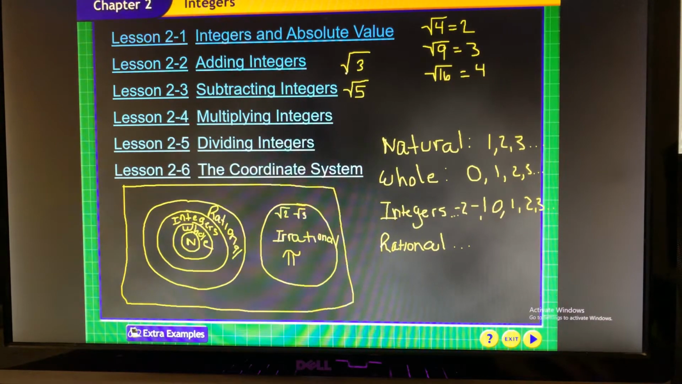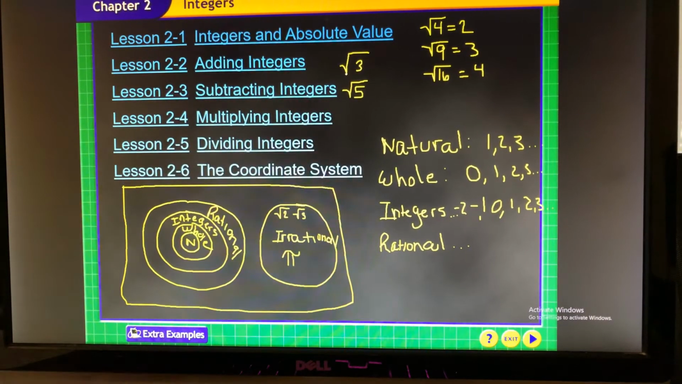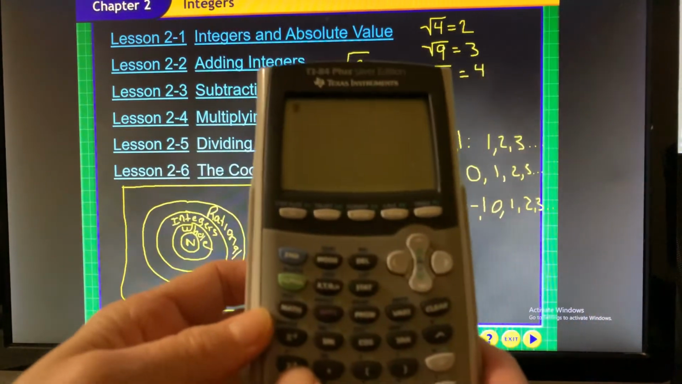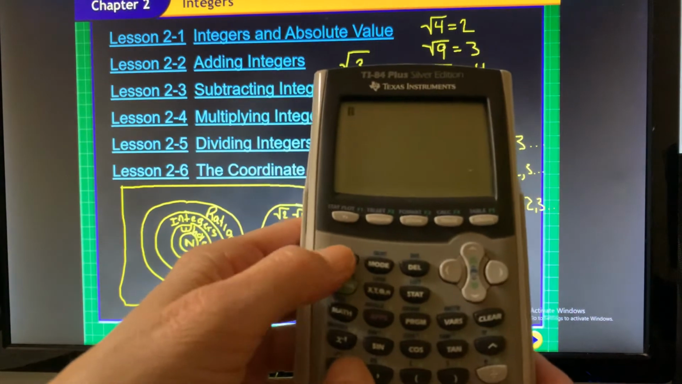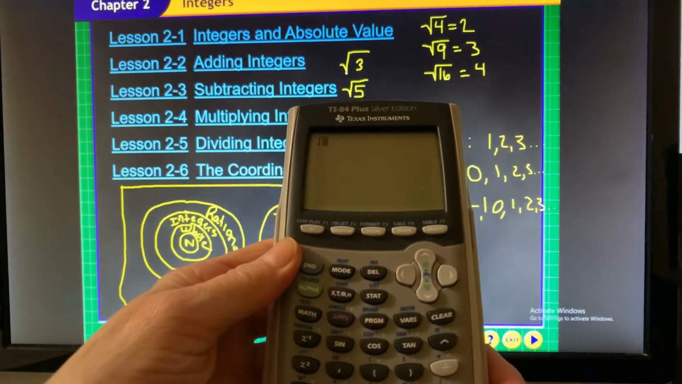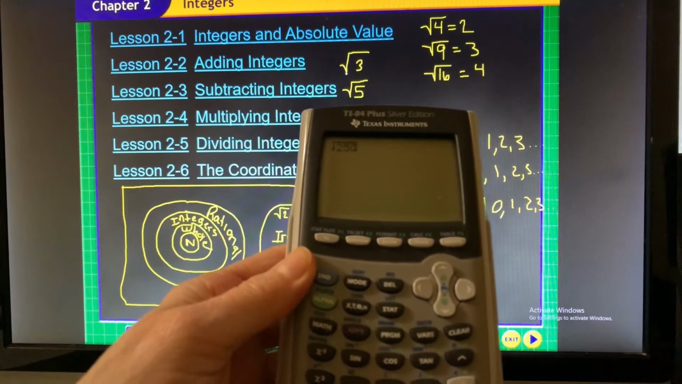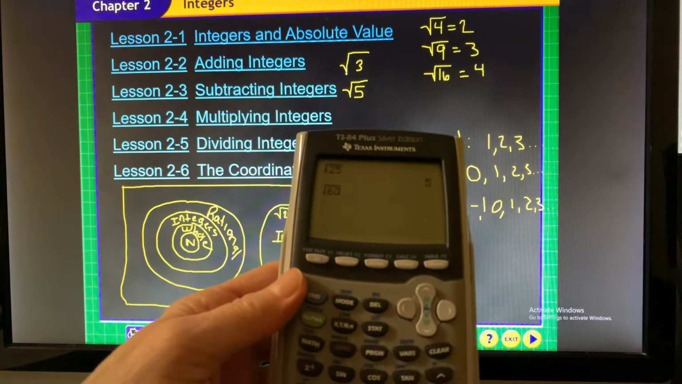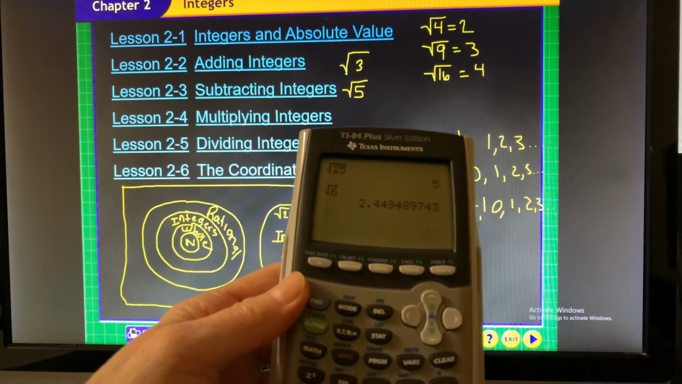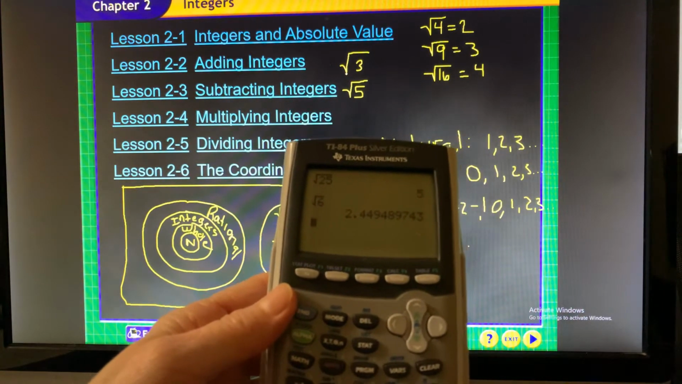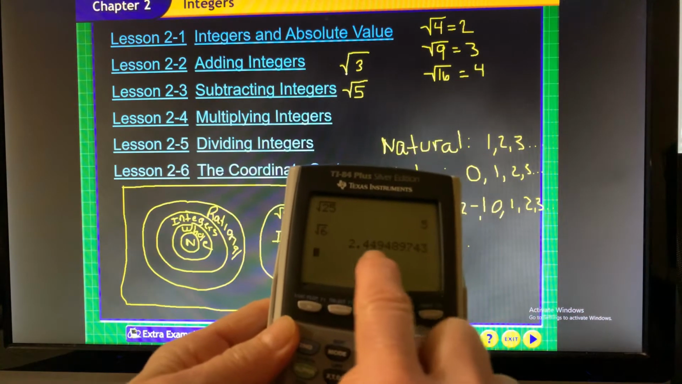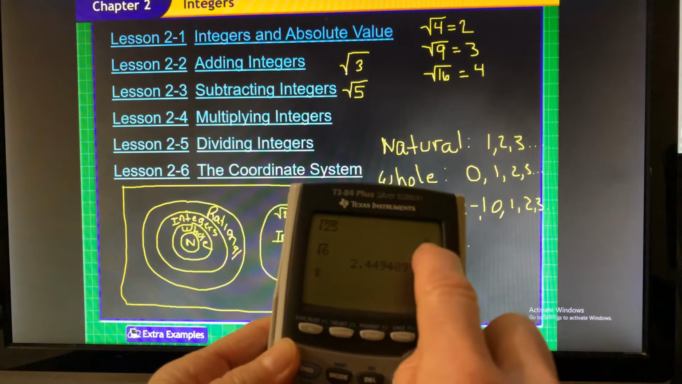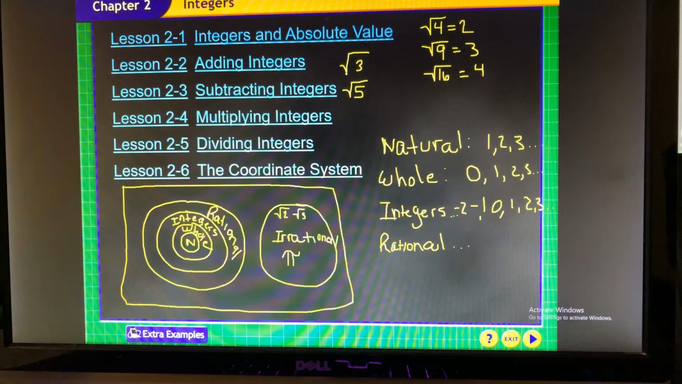These are irrational numbers. So if I just grab my calculator and show you, we have the square root button right here. So I would hit second square root, and let's do the square root of 25. We know that to be 5. But if I did the square root of 6, I get a number that goes on. And the calculator can't go on forever, so it stops. This is an irrational number. This is a natural number, a whole number, an integer, and it's rational, okay?